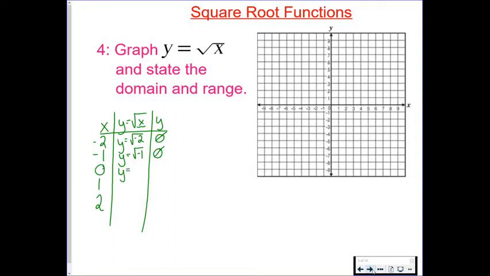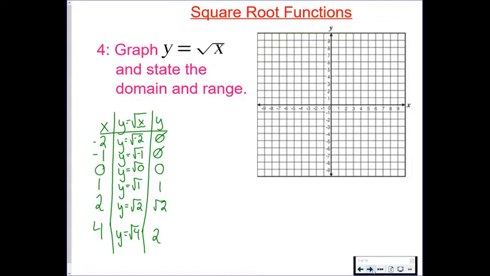Y equals the square root of 0 is 0, so that actually had a value. Y equals the square root of 1 is 1. You could choose 2. Y equals the square root of 2. It's going to give you a decimal, so I'm just going to leave it root 2. And since we're talking about square roots, let's go a little bit further. What's another perfect square we could plug in for an x value? 4, right. So I'm going to try 4. Y equals the square root of 4 is 2. Okay, we got some points.